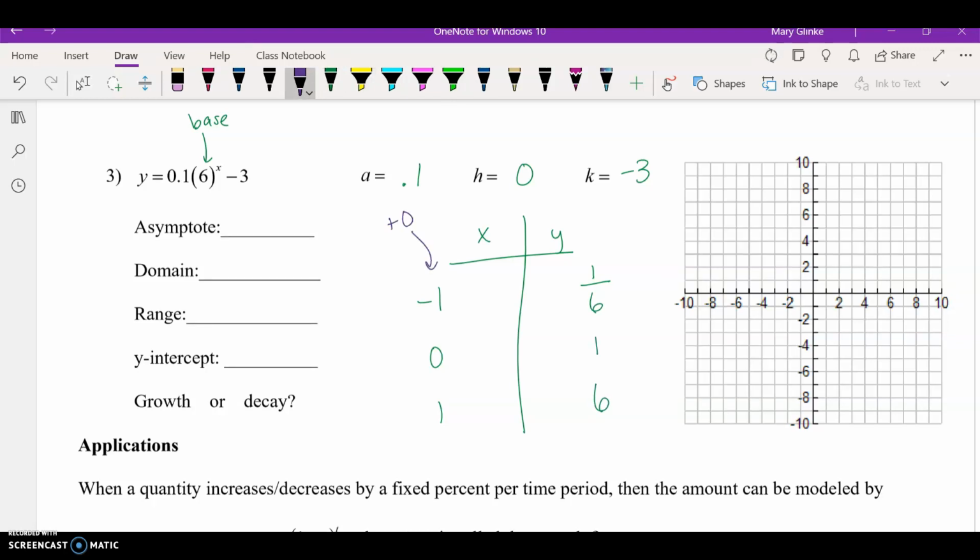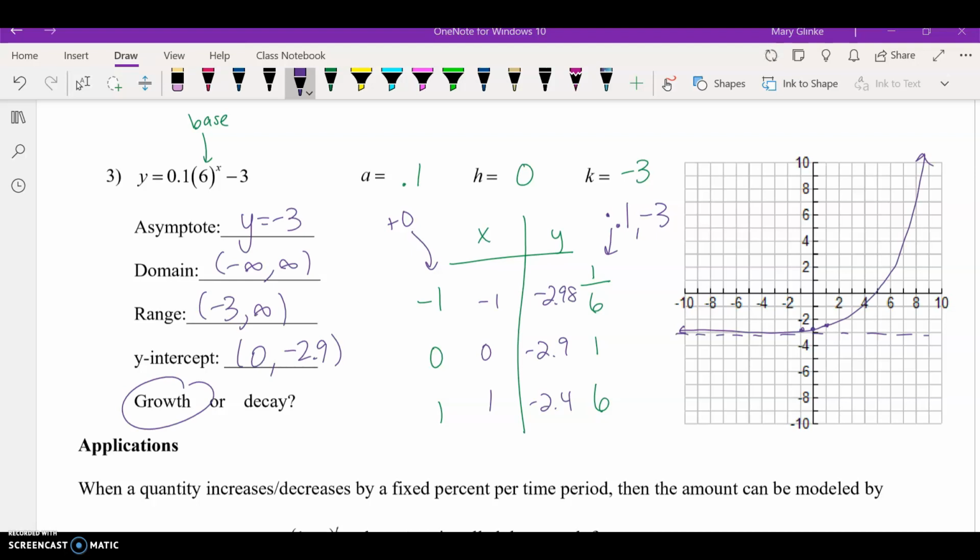So your X values aren't changing. Your Y values, you're going to multiply by A and then add K. So you're going to multiply by 0.1 and then subtract 3. This would be something that you are able to use your calculator on. So let's go ahead and have you try this one and then come back to the video and see if you get the correct answer.